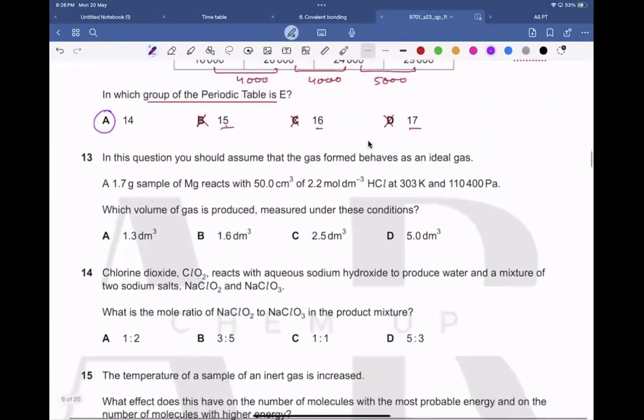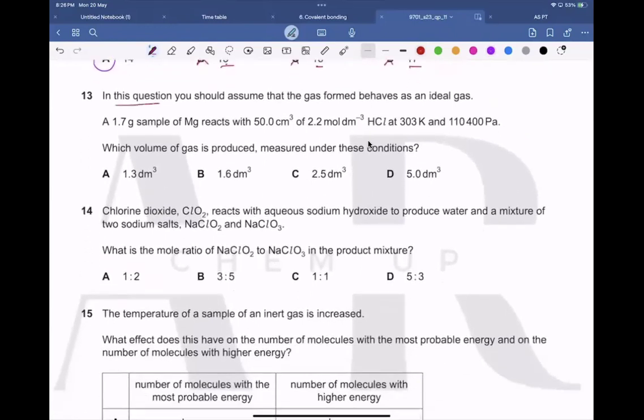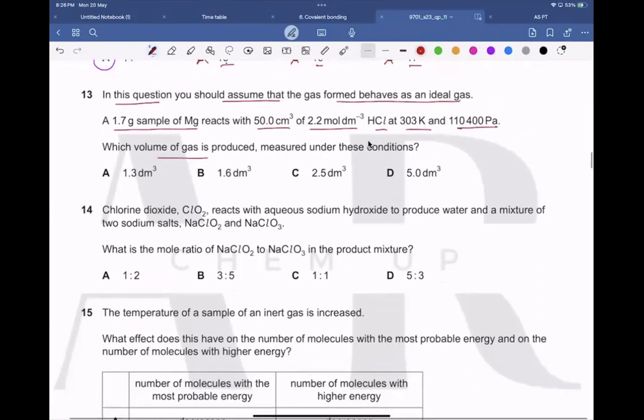Now, question number 13. In this question, you should assume that the gas formed behaves as an ideal gas. A 1.7 gram sample of magnesium reacts with 50 cm³ of 2.2 mol/dm³ HCl at 303 Kelvin and a given pressure in Pascals. What volume of gas is produced, measured under these conditions? Okay.